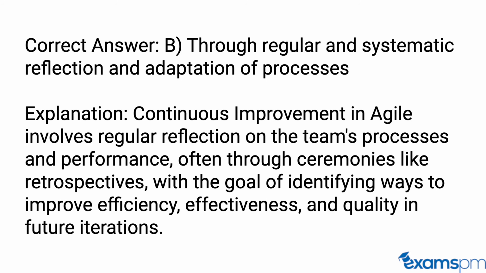Correct answer: B. Through regular and systematic reflection and adaptation of processes. Explanation: continuous improvement in Agile involves regular reflection on the team's processes and performance, often through ceremonies like retrospectives, with the goal of identifying ways to improve efficiency, effectiveness, and quality in future iterations.